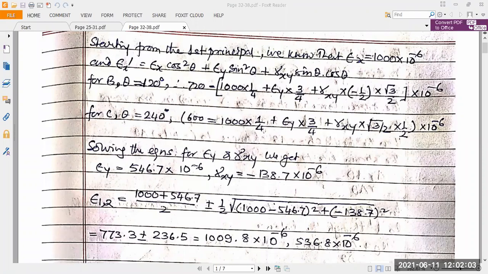773. There are two values, x1 and x2. One is the maximum, 773 plus minus 236.5, and this is equal to 1000.9 times 10 to the power minus 6, or 356.8 times 10 to the power minus 6.